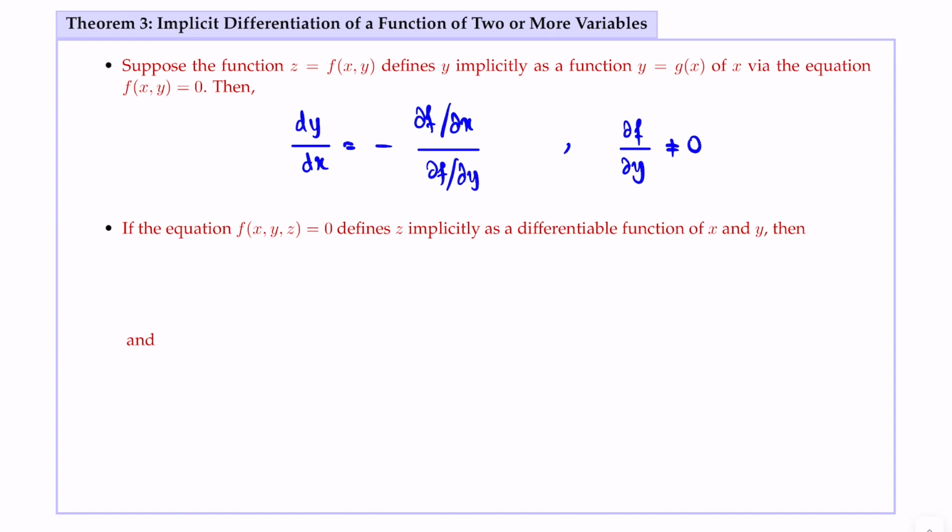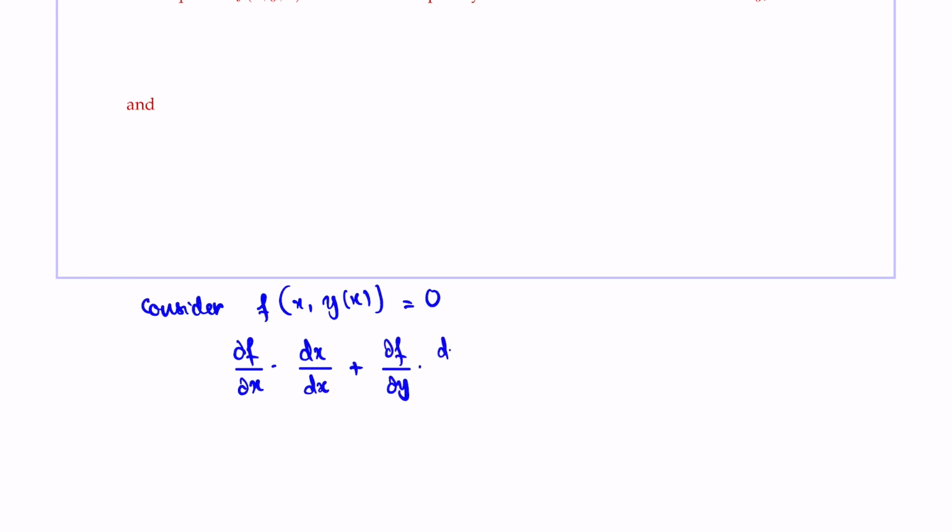So let's jump into the derivation. Consider the following equation, f of x comma y of x. And to find dy/dx, we treat x as an independent variable and differentiate both sides of the equation with respect to x. The derivative of the right-hand side is 0 for obvious reasons, because the derivative of a constant is equal to 0. Now on the left-hand side, we're going to apply the chain rule that we just learned. And we're going to arrive at partial f partial x times dx/dx plus partial f partial y times dy/dx, and this is equal to 0.